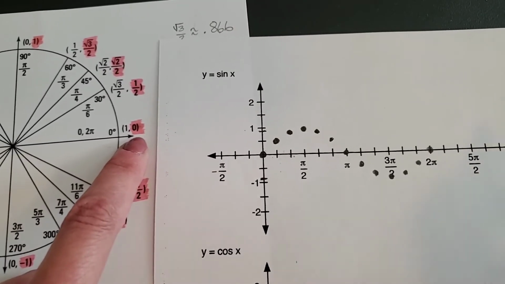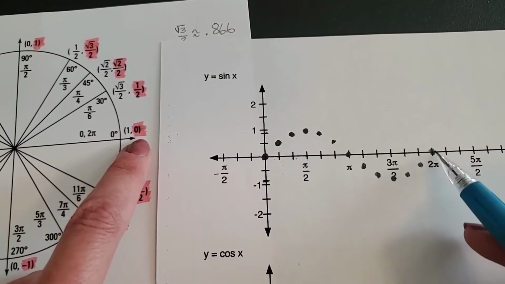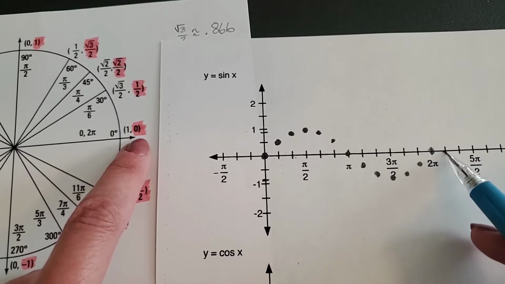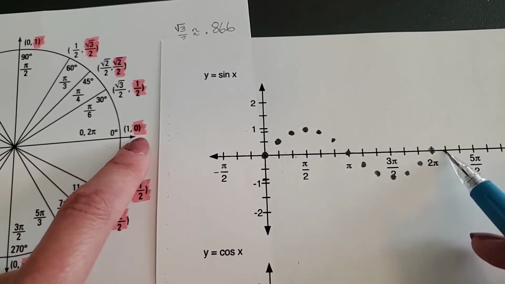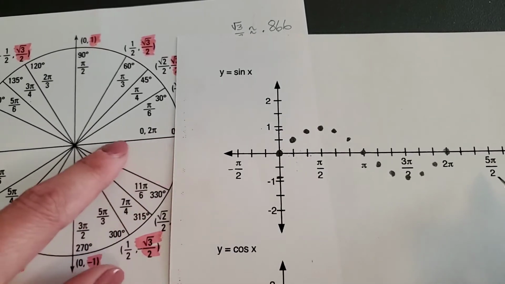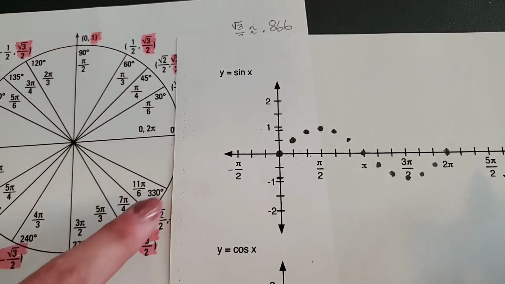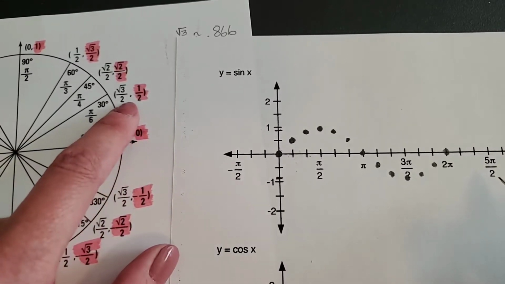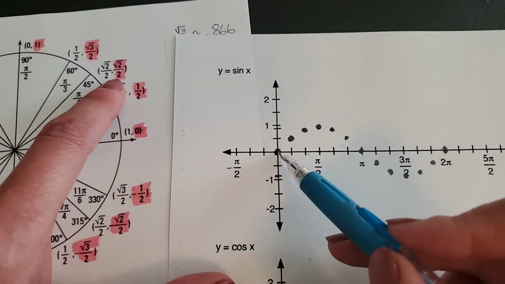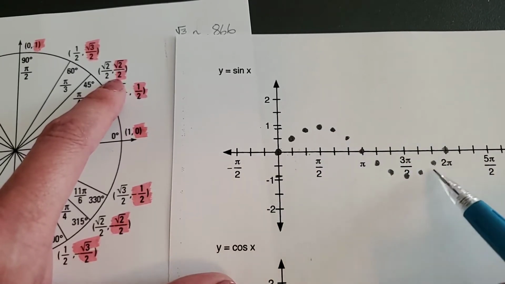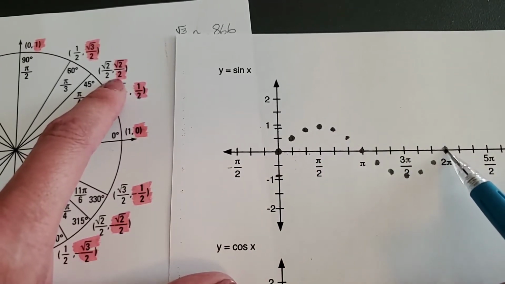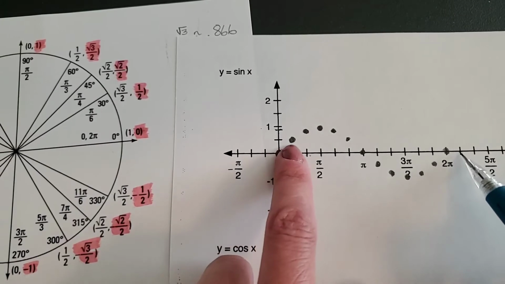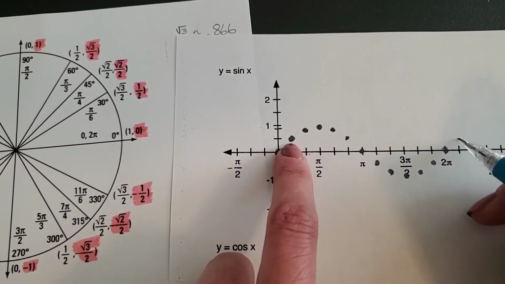But notice my axis keeps going. Well, this would be 2 pi plus pi/6. That would be 13 pi/6. Remember, around the unit circle, you can be more than 2 pi. You just keep going. But those y values are going to repeat themselves. So here is one cycle of the sine curve. And after that, it's just going to repeat itself.